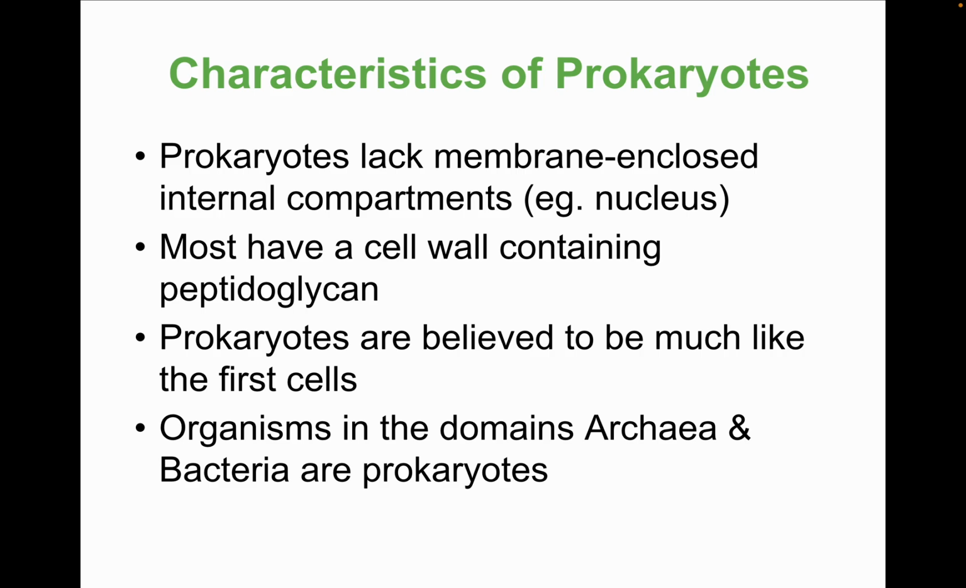They're very tiny usually, and we need microscopes to look at them. So they're all prokaryotes, which lack a membrane-enclosed internal compartment, such as the nucleus. In this case, the prokaryotes' DNA is just floating around in the cytoplasm. And most prokaryotes have a cell wall containing peptidoglycan, which is a special component made of peptide and a type of sugar. Prokaryotes are believed to be much like the first cells that existed on Earth.